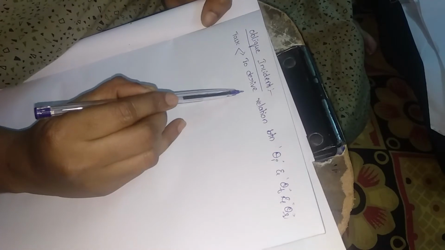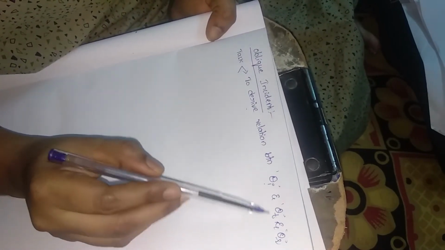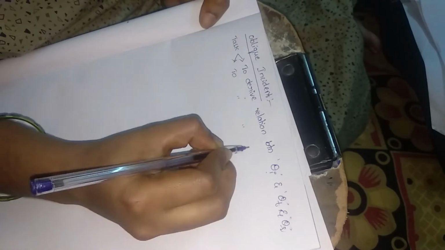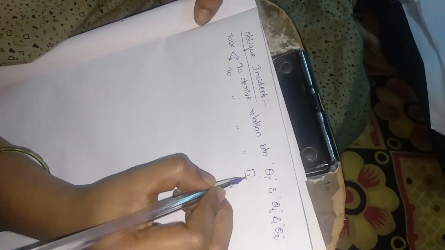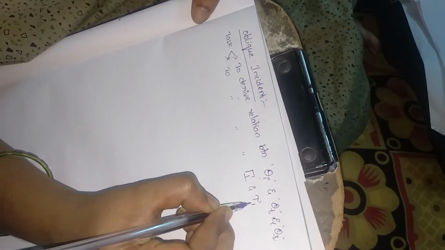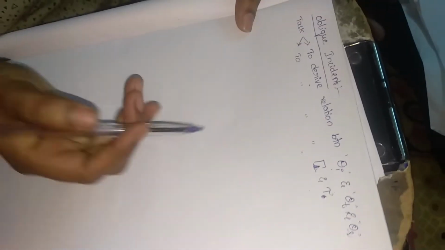So here the first task is to derive the relation between all three angles: incident, transmitted and reflection. And number 2 is to derive the relation between reflection coefficient and transmission coefficient. So reflection coefficient and transmission coefficient. First, look into the topic.